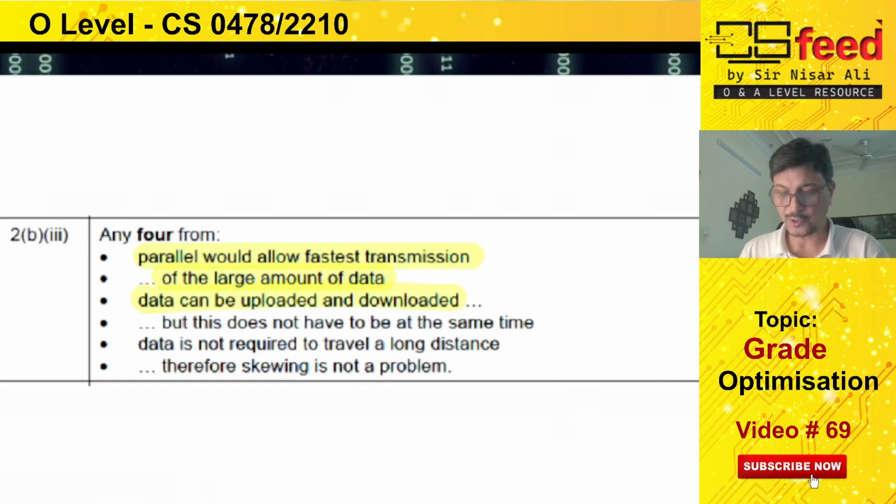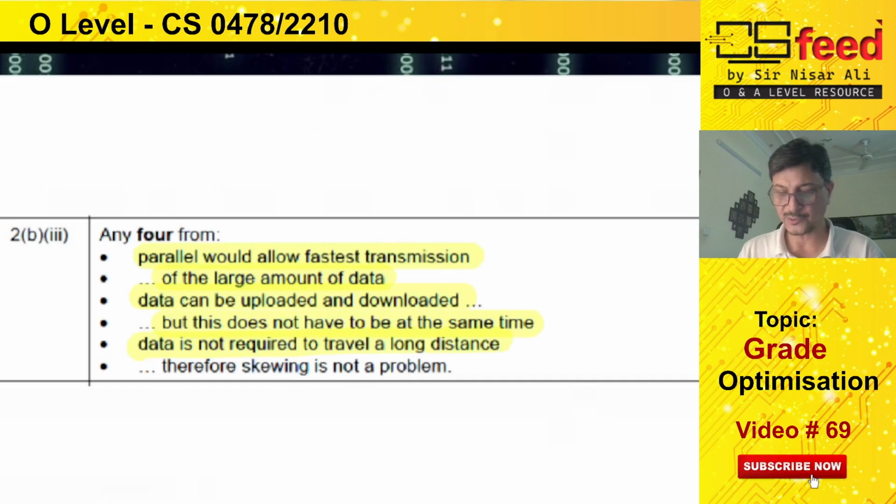Data can be uploaded and downloaded, but this does not have to be at the same time. Once you are uploading and once you are downloading. So when it is downloading, data is not going back. It is coming from the server to the machine, to the user. And when it is uploading, it is not coming back. It is uploading from the user computer to the web server. So it can be uploaded and downloaded, but this does not have to be at the same time.